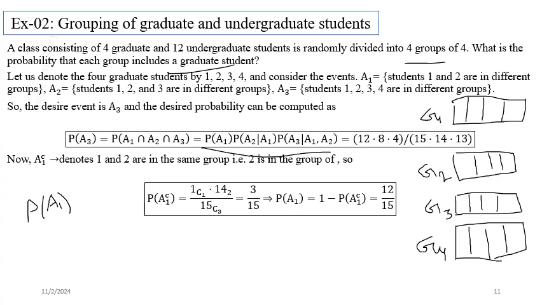In G2, how many options are there? 4. In G3, 4. In G4, 4 places are there, right? So in total, how many options are there for the second student? 12 options. The second student should not come in the group of student 1. How many options does student 1 have? 16 options. And student 2 has how many? 12 options. So what is the probability of A1?